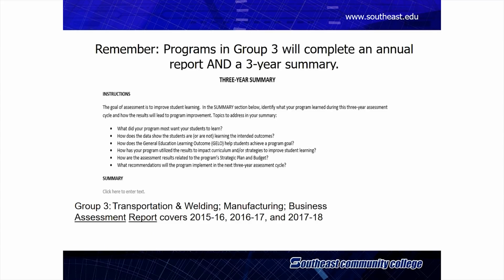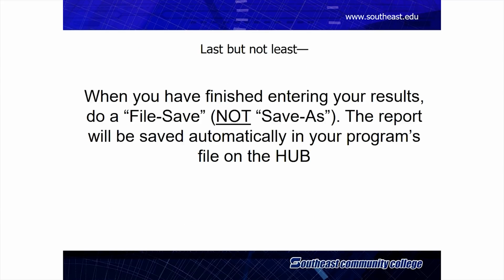As a reminder, all programs will complete their annual report, and programs in Group 3 will also complete the 3-year summary since 2017-18 was the 3rd year of the assessment cycle. Group 3 includes the programs in Transportation and Welding, Manufacturing, and Business. Finally, when you have entered some or all of your results, click File, Save to save your work. It will remain in your Programs folder on the Hub. You do not have to do a Save As.